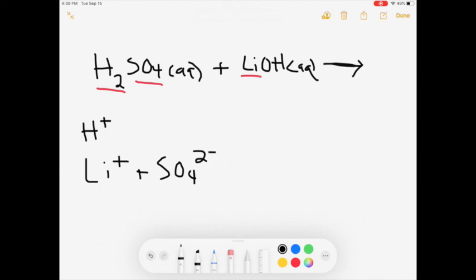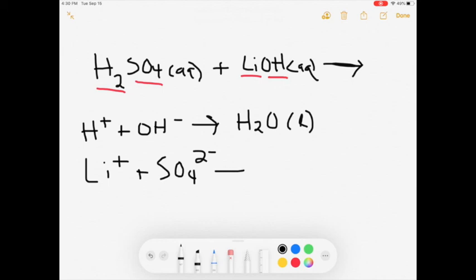Okay, sulfate has a -2 charge. And then hydroxide is going to go with the hydrogen. It's a negative. So here again, it's not HOH, it's going to be H2O. So it's going to be our water. And water is always going to be liquid here.